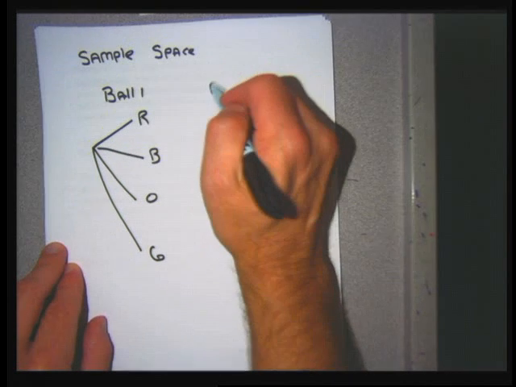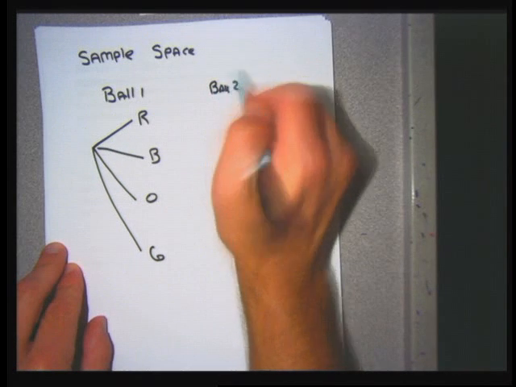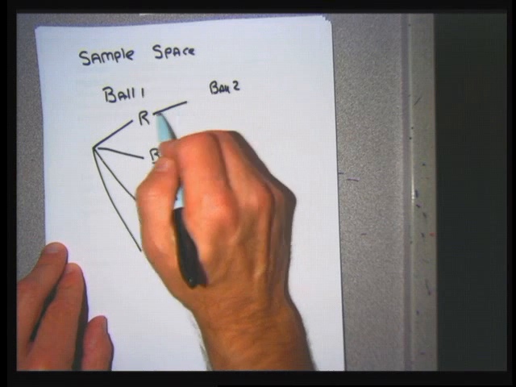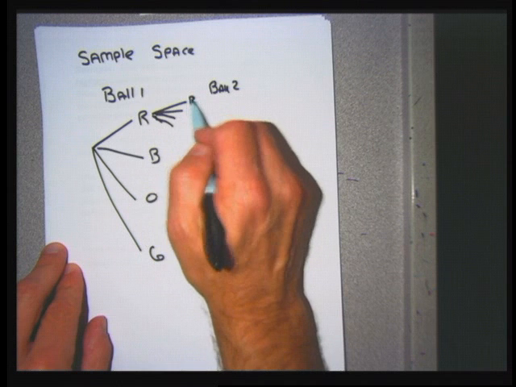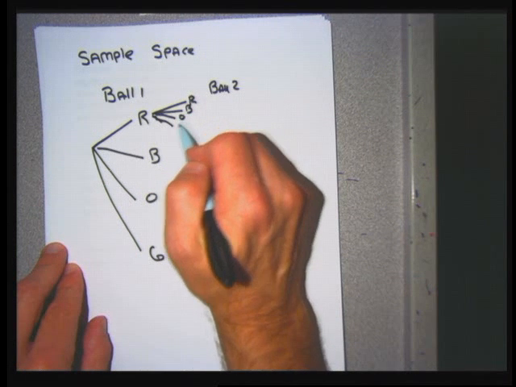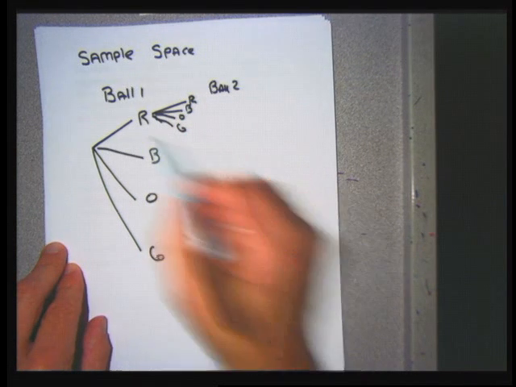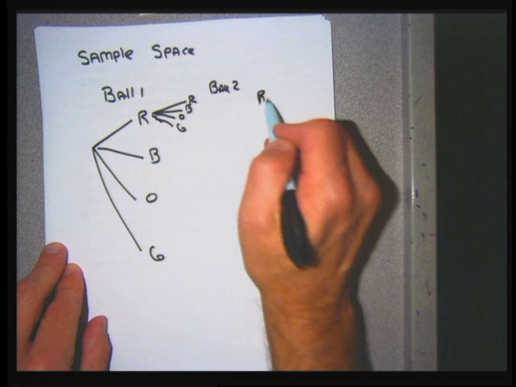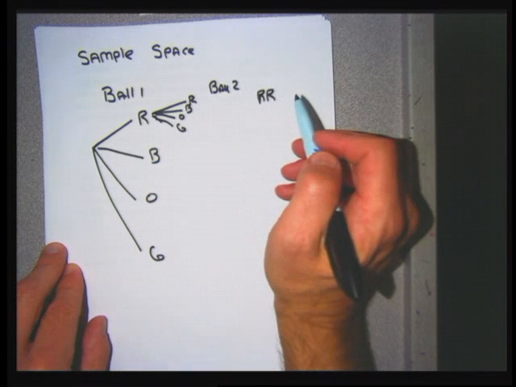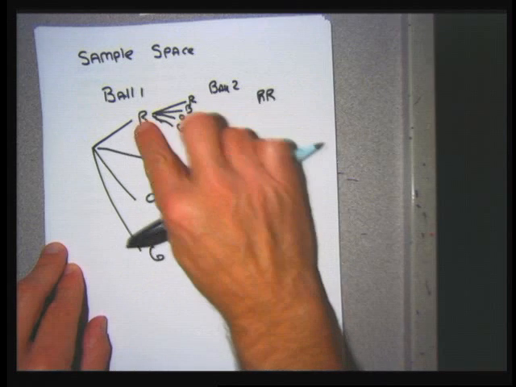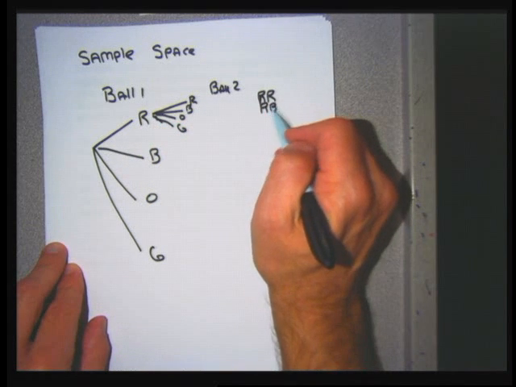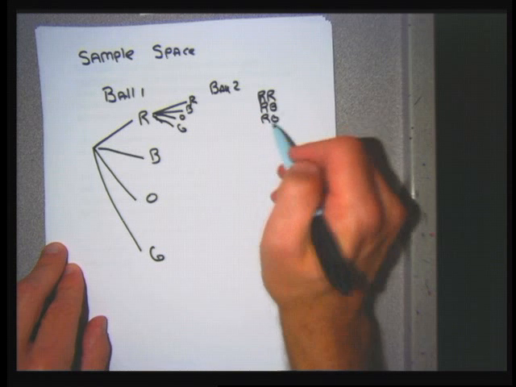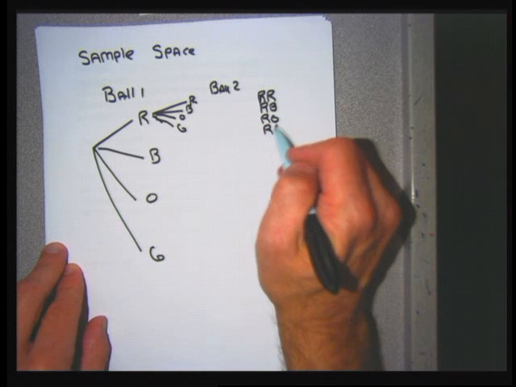And then for ball 2, it can be any one of the 4 still. So from the red, I'm going to make 4 arrows, and I'm going to put red, blue, orange, green. And the top here would be getting a red first and a red second, which you can do because you're putting the red back. And then red, blue, red, orange, red, green. And it doesn't matter the order that you write the elements of the sample space, and I think I flipped the orange and the green, but it doesn't matter.